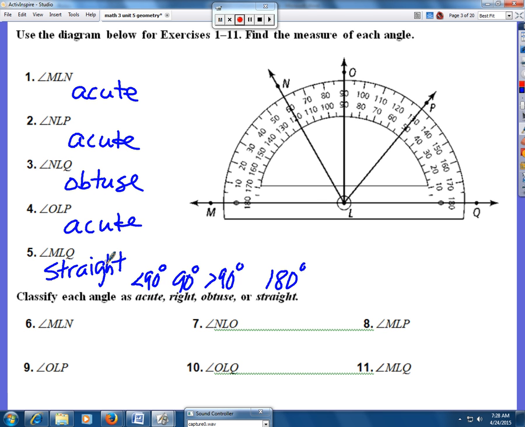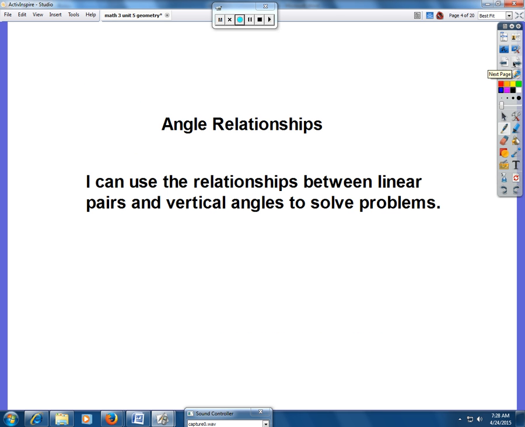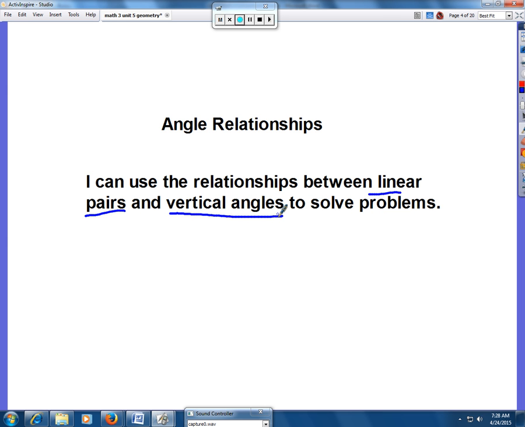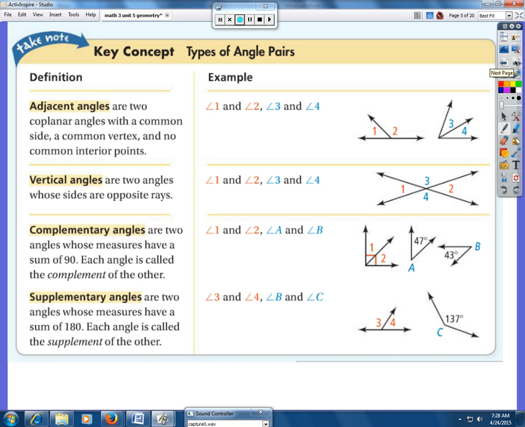We're going to skip the bottom part and go on to the beginning of the lesson. So this is where your notes will begin in your lesson. The goal is to be able to use the relationships between linear pairs of angles and the relationship between vertical angles to solve problems. So we're going to learn about linear pairs and vertical angles and a few others. So in your notes you have these boxes to fill in. Go ahead and pause the video and fill those in. We're going to talk more about these later.